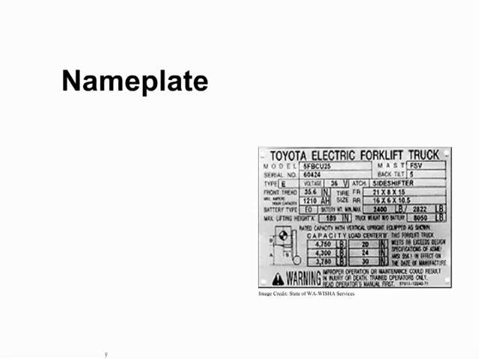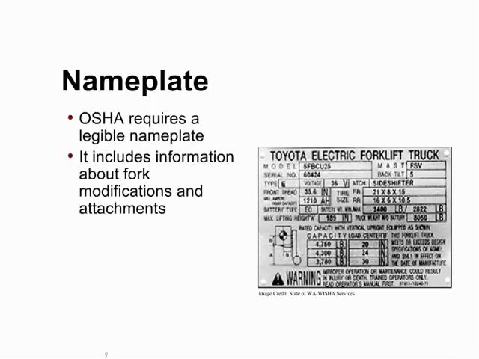This slide shows an example of a forklift nameplate. You need to know why the forklift nameplate is important. First of all, OSHA requires all forklifts to have legible nameplates that are specific to the forklift and any attachments it has. You should report any forklift that does not have a nameplate. The nameplate contains information about the weight of the forklift, the proper tire size and pressure, the type of fuel it uses, and any attachments it has.